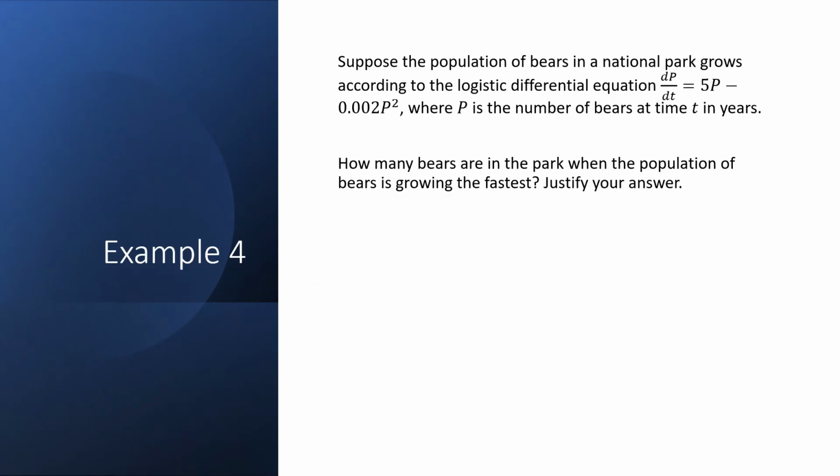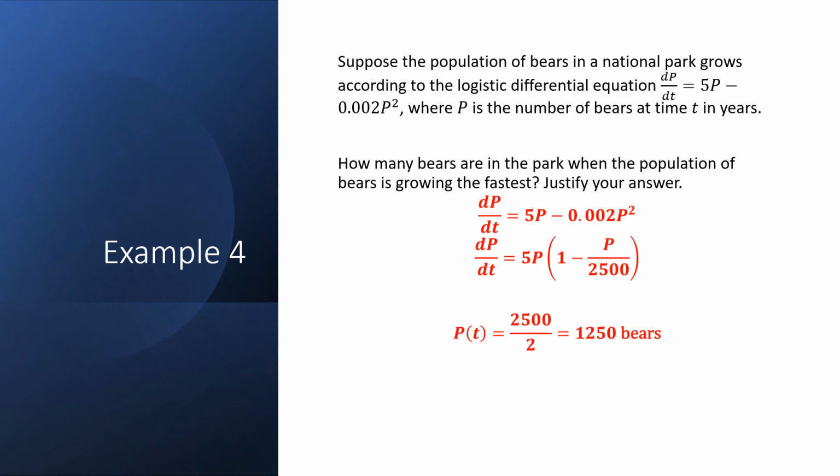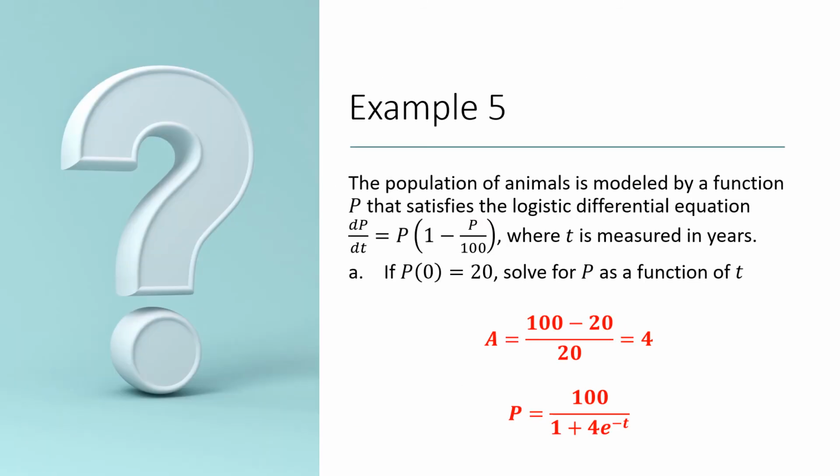All right, so example 4, but again, same situation. It says, how many bears are in the park when the population of the bears is growing the fastest? Well, again, you want to think about your general logistic growth model. That's going to happen at half of your carrying capacity. So if our carrying capacity is 2,500, it's going to grow the fastest at half that population, which is 1,250 bears. And again, I can look at it as that's where my inflection point is, or as half of my carrying capacity.